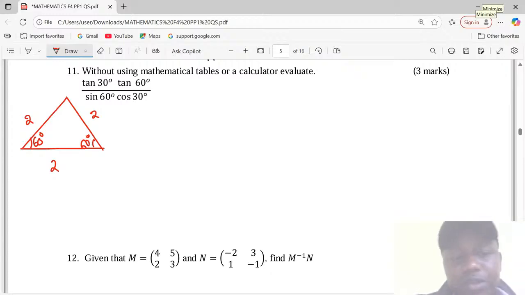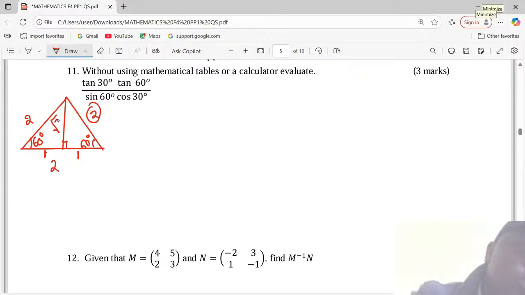But now we have to bisect this particular triangle. When you bisect it, this will be 1, 1. So with the right-angled triangle, we can get the perpendicular height using Pythagoras theorem: 2 squared minus 1 squared, that is 4 minus 1. So we have this one as the square root of 3.